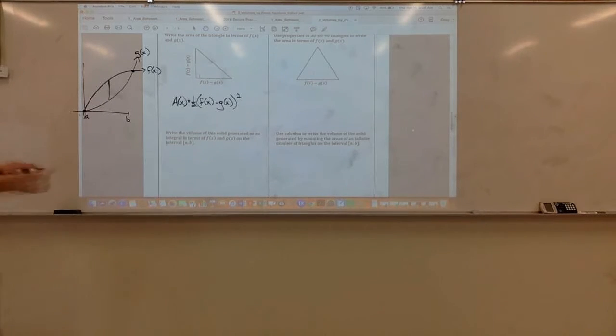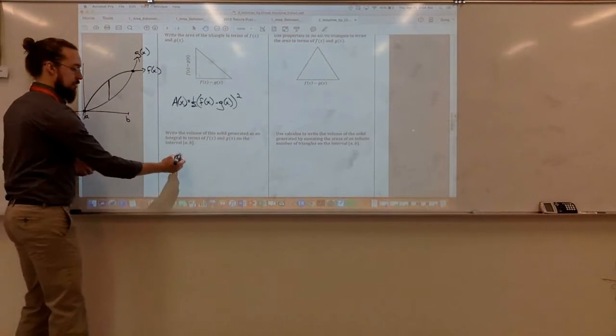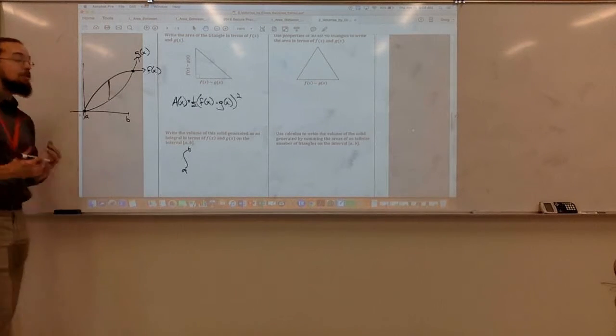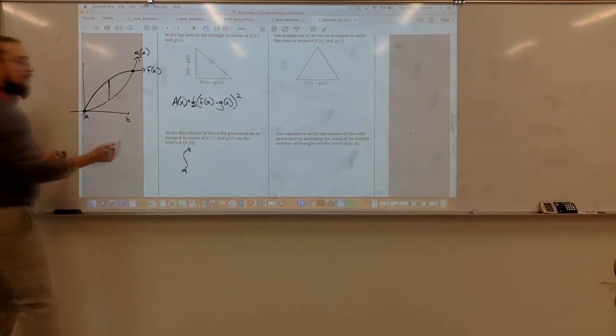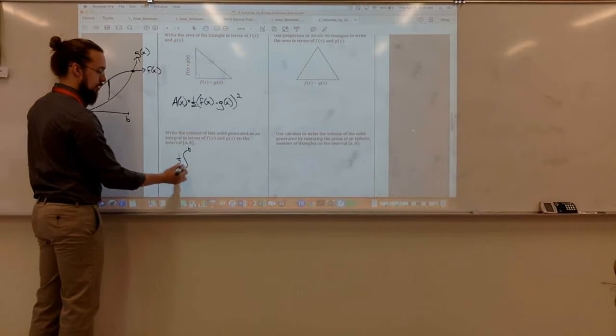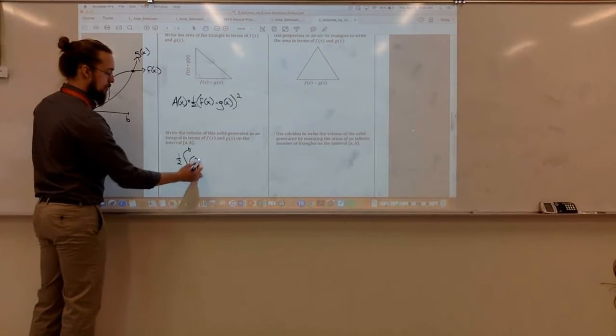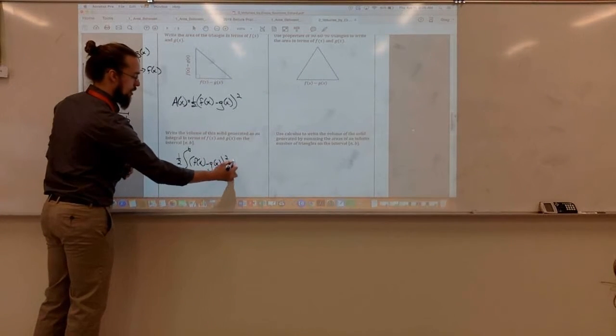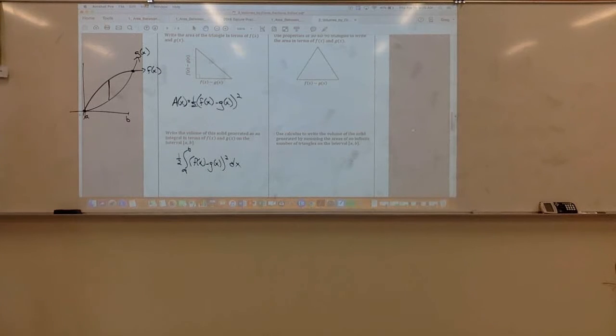So if I want to find the volume of this figure that we've created, take the integral of that area. So I can pull that 1/2 out front. So 1/2 times f of x minus g of x squared dx. Don't forget your dx.